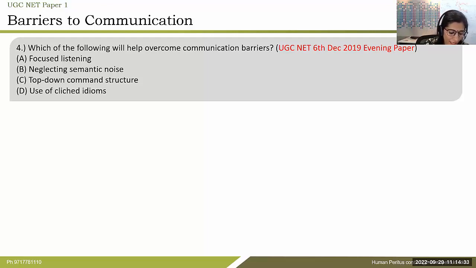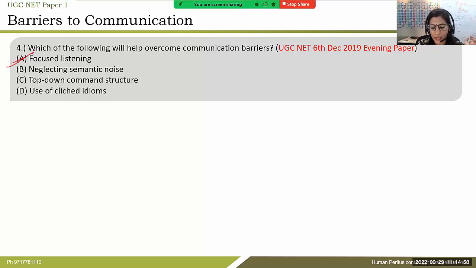See, the C and D options are clearly very negative ones. All right, these cannot help in overcoming the communication barriers. Neglecting the semantic noise, obviously you cannot neglect the semantic noise when it is there. So it also cannot become a strategy to overcome that barrier. Focused listening is one among the most impactful options here. So option number A is the correct option here.